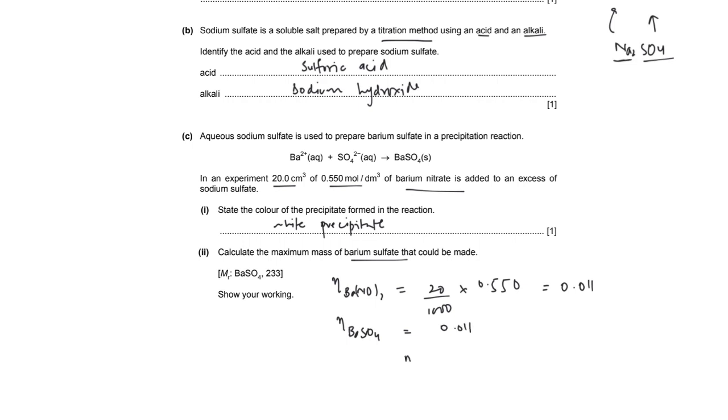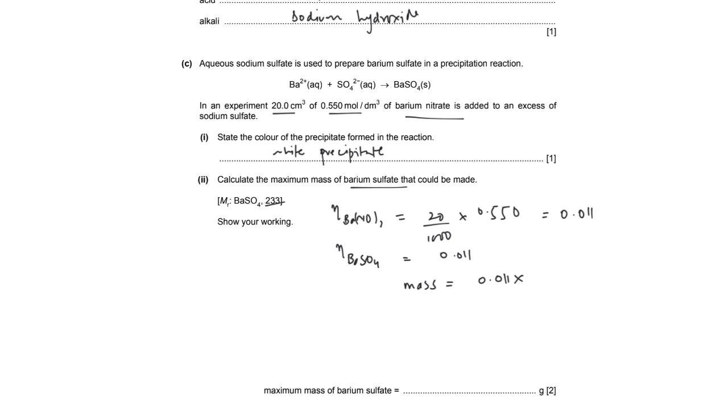Now you'll have to calculate the mass, which would be moles times Mr. 0.011 times Mr. Mr is given, which means that they will not give you the mark for calculating Mr. That's why it's just a 2-mark question, because you just need to write the value of the moles and the value of the mass.